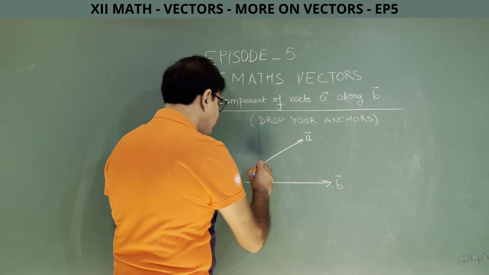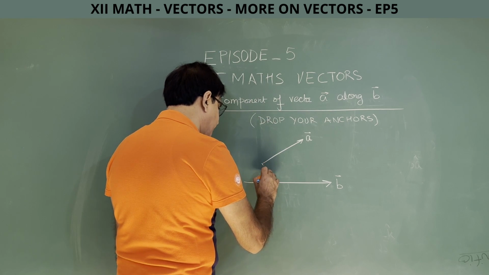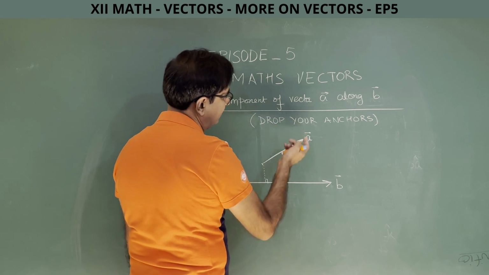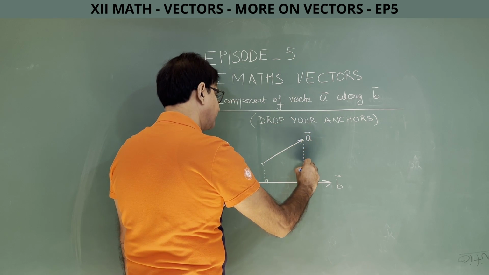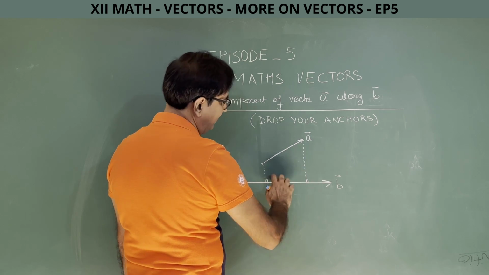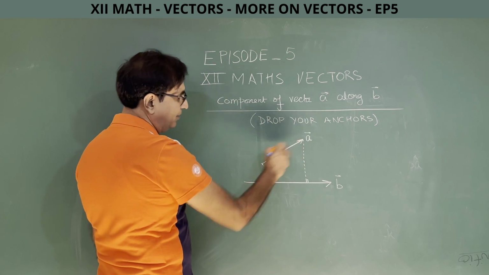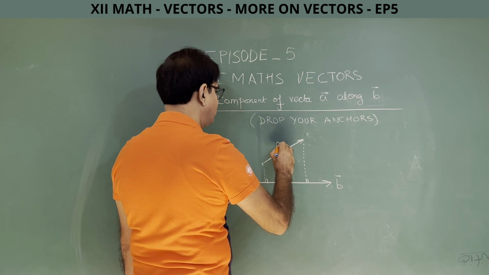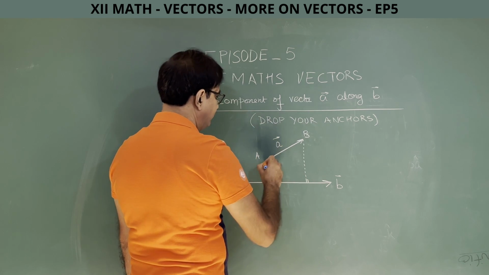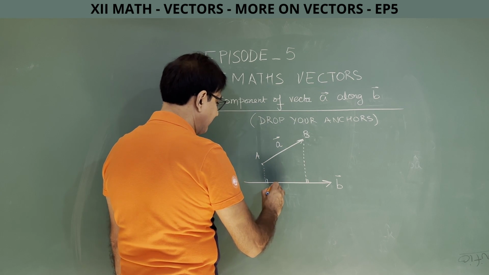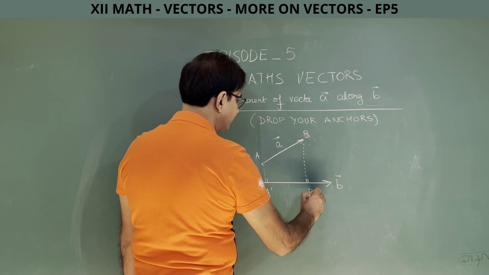Drop your anchors. From here, drop a perpendicular on B. So when you drop an anchor from a C, it goes at a 90 degree angle. Drop a perpendicular from here. So this is what I mean by drop your anchors. Let me give vector A a name in 2 alphabets also: A and this is B. When you drop this, let me call this A dash, and let me call this B dash.